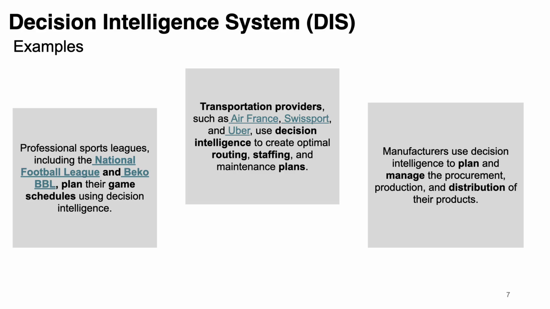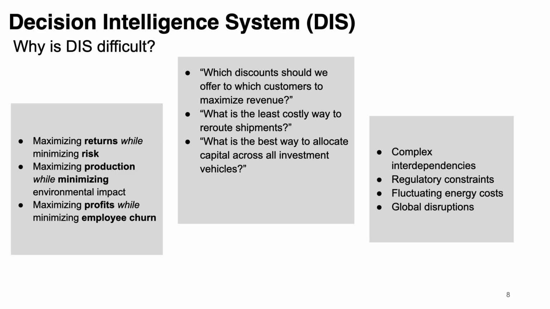If optimization is so powerful, why isn't it easy? It's because the questions we ask are inherently difficult. We aren't just asking how do we make money. We are asking complex, multi-layered questions like which specific discounts should we offer to which specific customers to maximize total revenue? Or what is the absolute least costly way to reroute shipments during a global disruption?